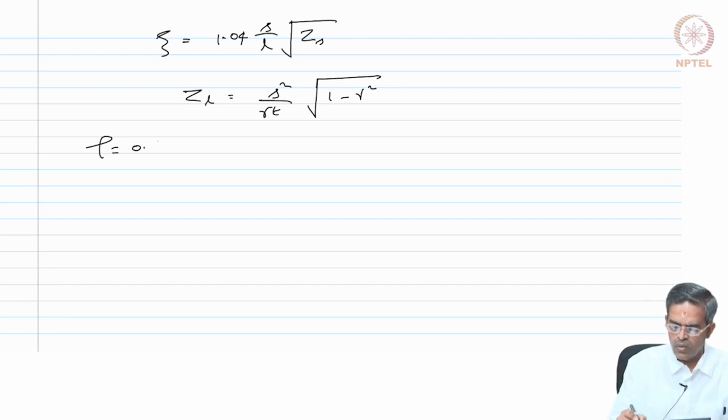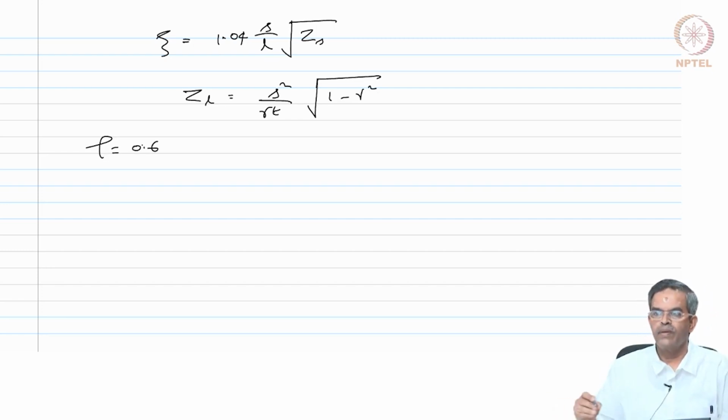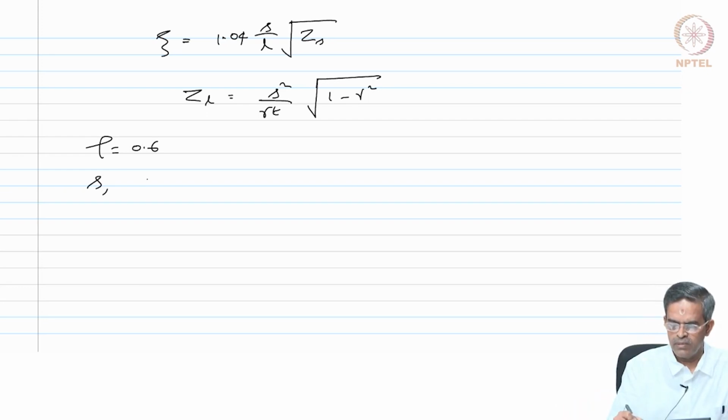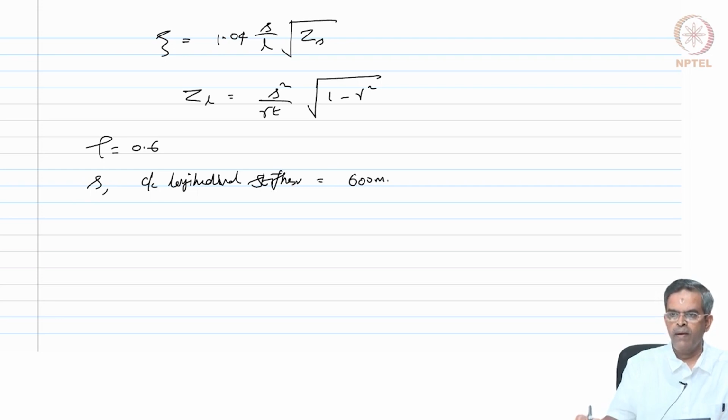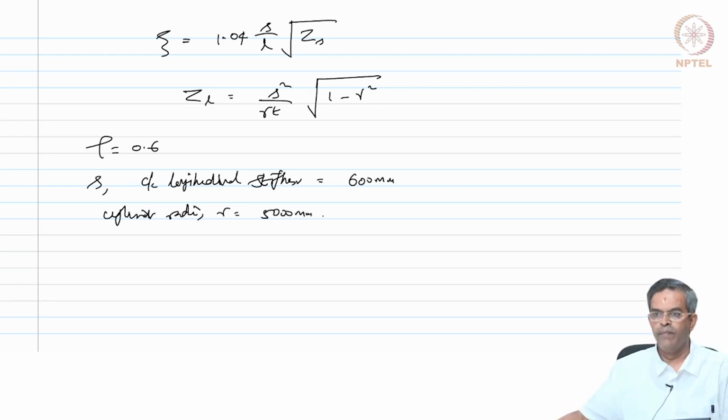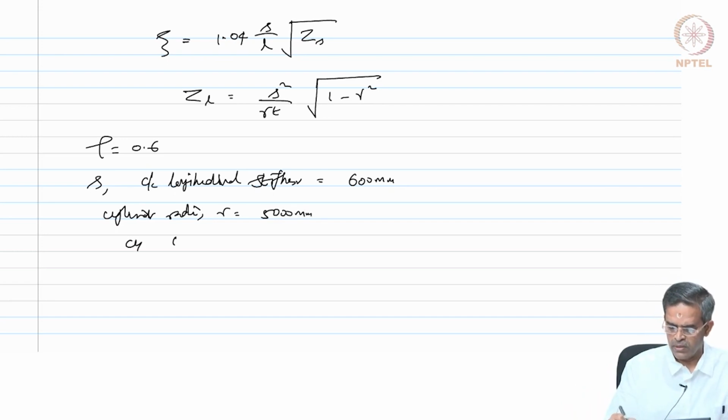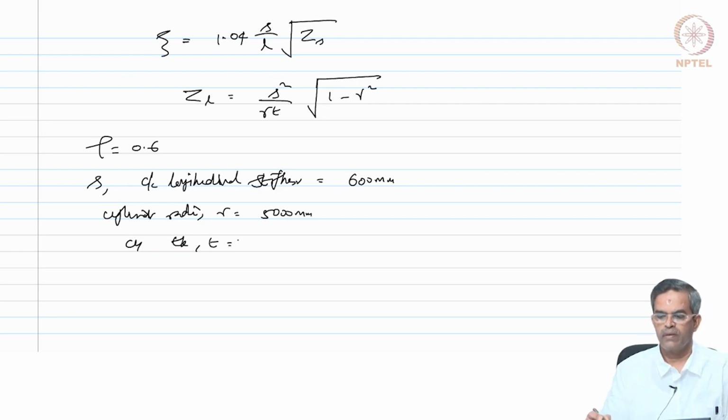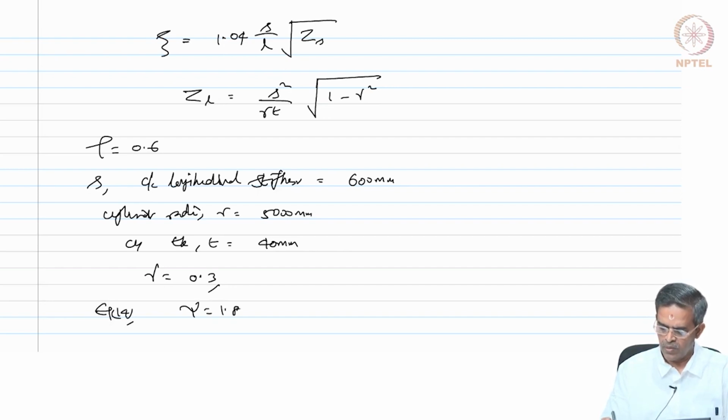Now, we know rho is 0.6, S, which is the distance between the longitudinal stiffeners, is 600 mm, cylinder radius is 5000 millimeters, cylinder thickness is 40 mm, Poisson's ratio is 0.3. So, substituting in equation 14, we get psi as 1.85.